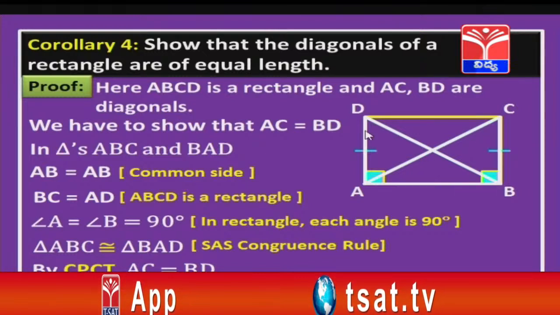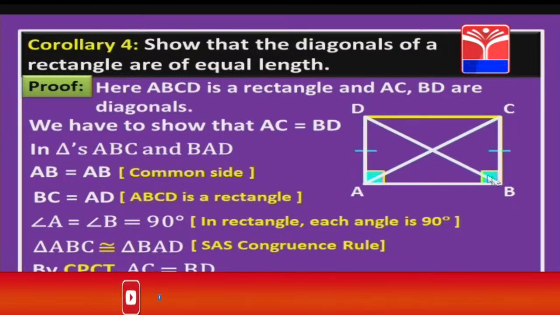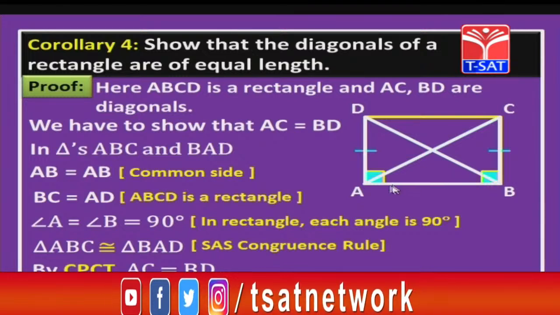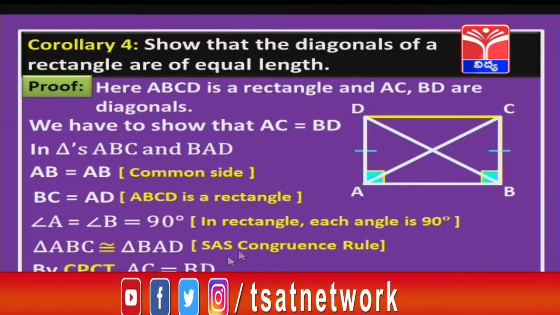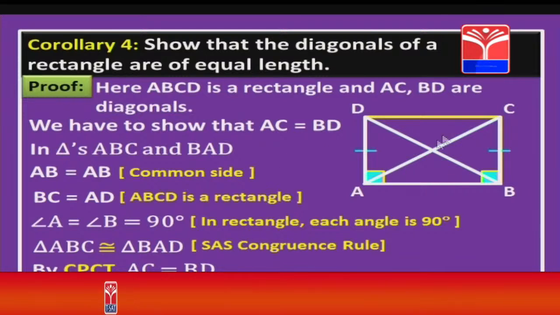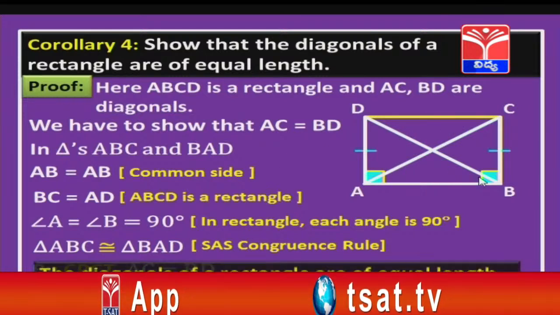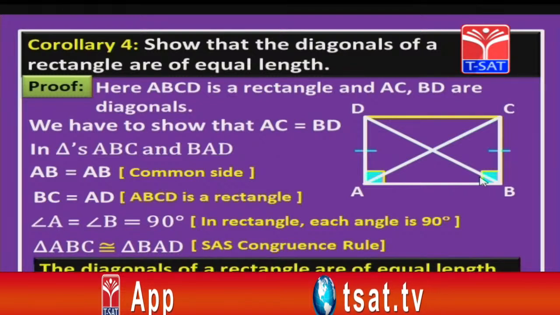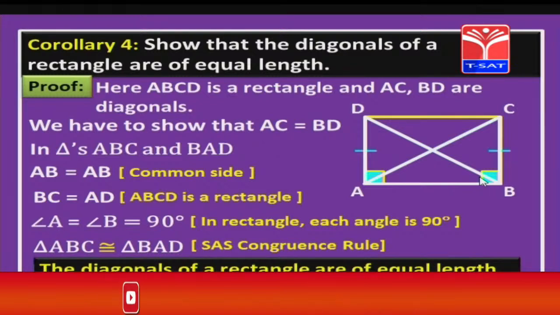Now, these two triangles are congruent. What are the congruent parts left now? AC and DB. So, these are the corresponding parts. Corresponding parts of congruent triangles are equal. So, I can say AC equal to BD. AC is one diagonal and BD is another diagonal. Hence, they have the same length. Therefore, the diagonals of a rectangle are of equal length.